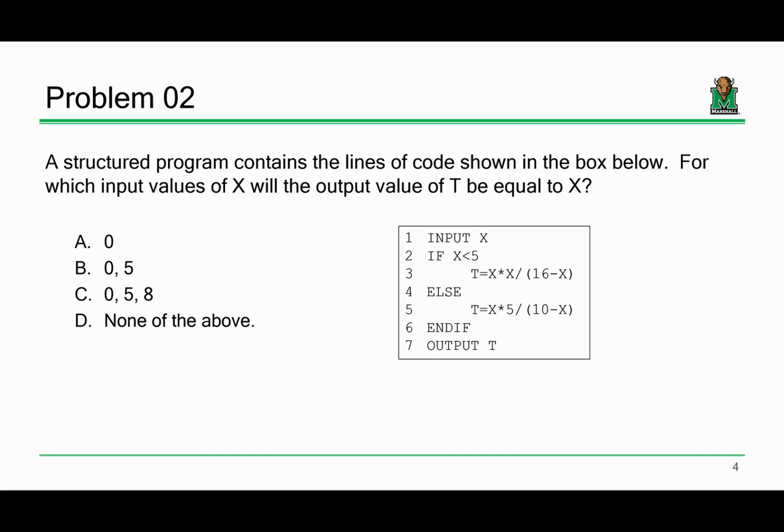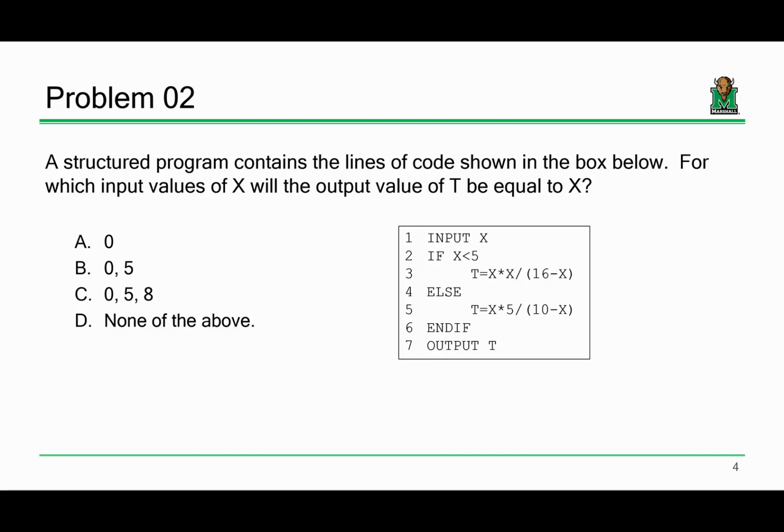I want to go through 2 different solution strategies. One of these is to just try these numbers out, and that is a very valid option. In fact, I do want to go through that exercise to show you that it'll work. Look at my choices: A is 0, B is 0 and 5, C is 0, 5, and 8, and D is none of the above. So I really have 3 numbers I'm working with, 0, 5, and 8. Maybe I ought to plug each of those numbers into this program and see what I get.